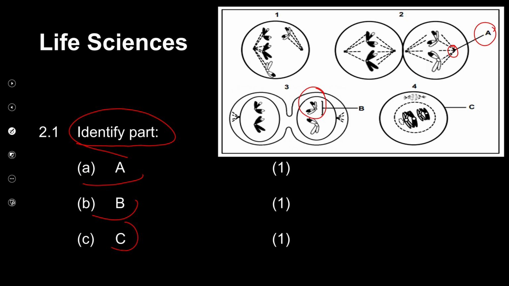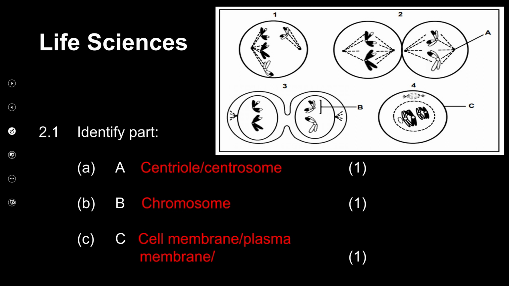And finally, structure C. If you look at structure C, it points to the cell, and it points to the outer cell membrane, and here we find that's the nuclear membrane, but the outer wall is the cell wall or cell membrane in that case. So as I mentioned, A could be the centriole or centrosome, B would be the chromosome, and C could be either the cell membrane or the plasma membrane, depending on the type of cell that we see.